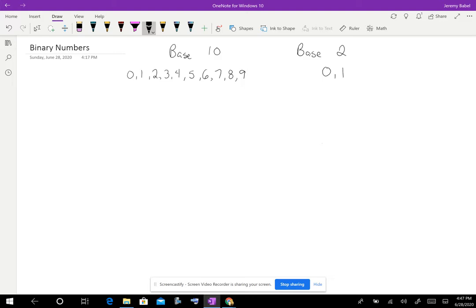So base 10, if we take any number like 4,375, what that means is we've got 4 in the thousands place, 3 in the hundreds place, 7 in the tens place, and 5 in the ones place. So basically the way this works in base 10 is starting with the ones, we just are multiplying by 10 to get to the next place value.